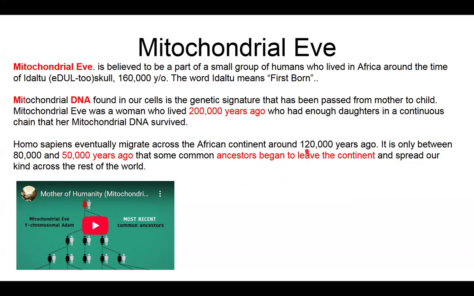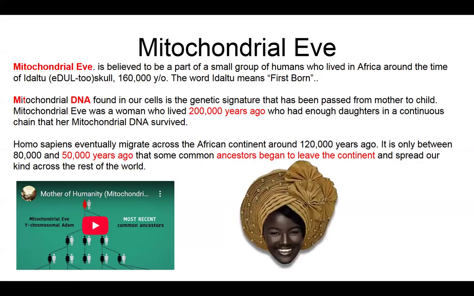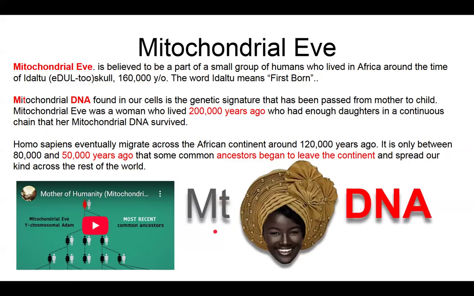So anything you see 120,000, 80,000, 50,000, they're all talking about Black people, no matter where they are on the planet, because the leucoderms had not mutated yet. So remember that mtDNA refers to the original Black woman that they can trace all human beings back to. mtDNA, Mitochondrial Eve.